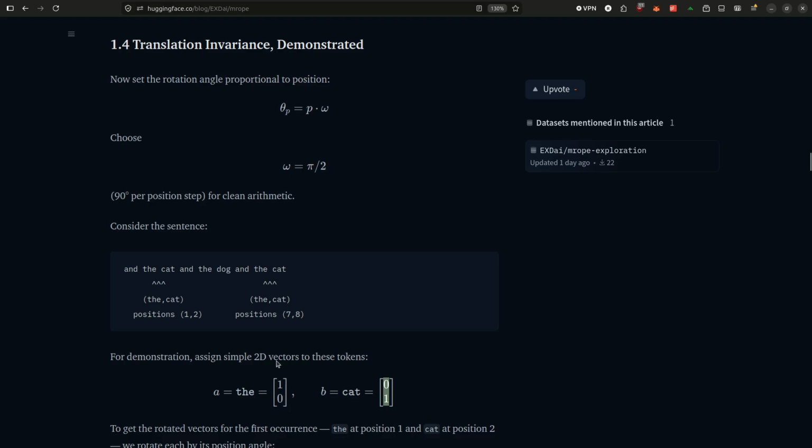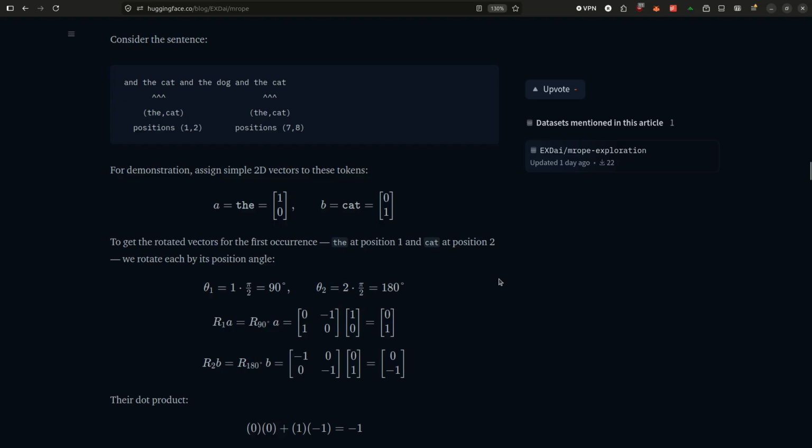And the rule is rotate it by 90 degrees for its index. So if it's at index 2, then rotate it by 90 and 90, 180. If it's at index 7, then rotate by 90, 7 times. And if it is cat, rotate it 8 times. Cool? I hope that's clear. We have the individual vectors, and to encode their position, we rotate by 90 degrees times the index. So let's get the first set of rotated vectors.